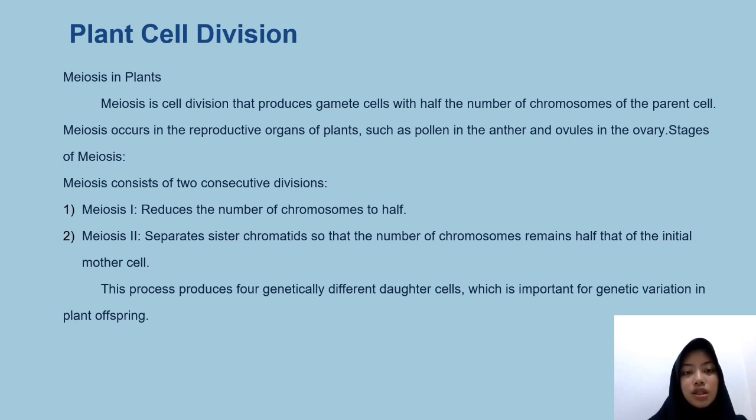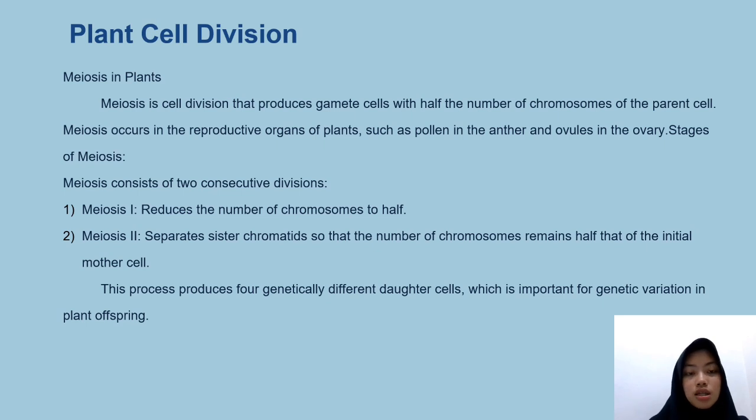Meiosis is cell division that produces gamete cells with half the number of chromosomes of the parent cell. Meiosis occurs in the reproductive organs of plants, such as pollen in the anther and ovules in the ovary. Meiosis consists of two consecutive divisions, meiosis 1 and then meiosis 2.